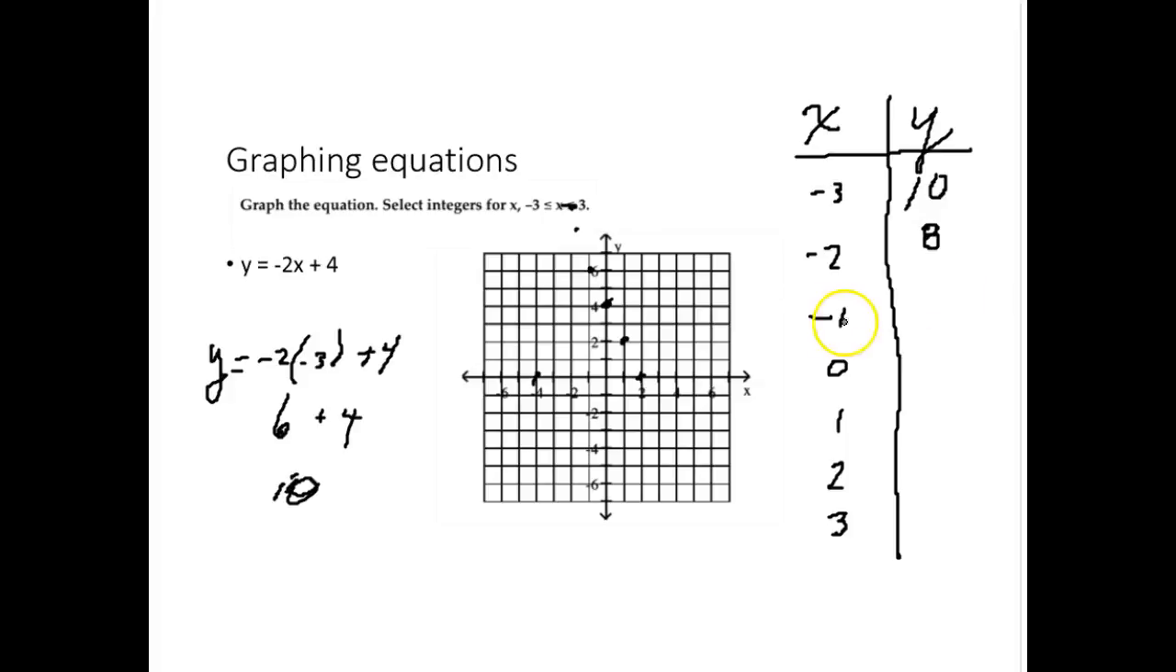Let's write these in. Negative 1 times negative 2 is 2, plus 4 is 6. 0 times negative 2 is 0, plus 4 is 4. 1 times negative 2 is negative 2, plus 4 is a positive 2. 2 times negative 2 is negative 4, plus 4 is 0. Finally, 3 times negative 2 is negative 6, plus 4 is negative 2.